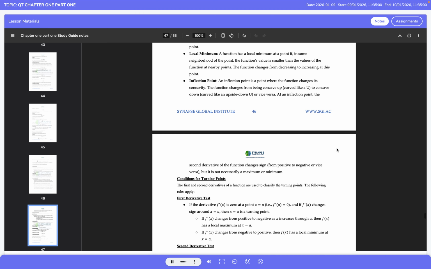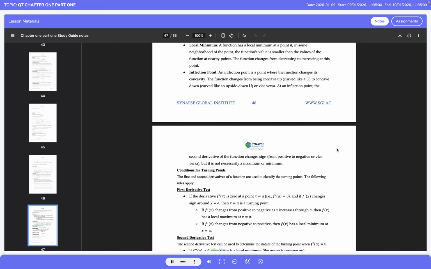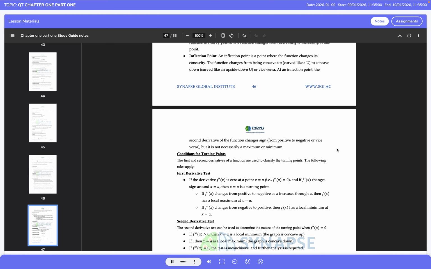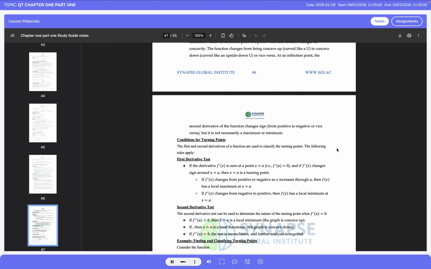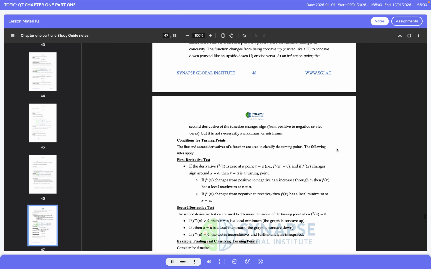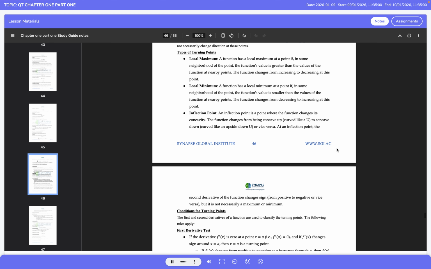A local maximum occurs when the value of the function at a point is higher than the values at nearby points, and the function changes from increasing to decreasing at that point. A local minimum occurs when the value of the function at a point is lower than the values at nearby points, and the function changes from decreasing to increasing.